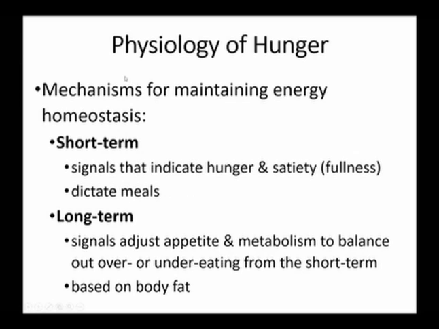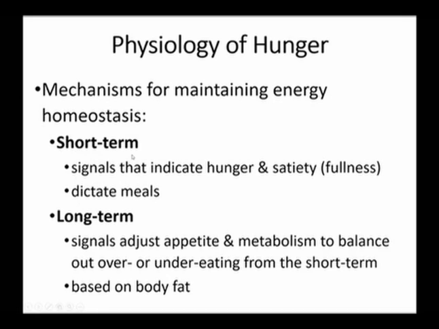And so continuing on with this physiology of hunger, we want to talk about two basic mechanisms for maintaining our energy homeostasis. And maintaining an energy homeostasis just means that we have enough energy available within our bodies for everything to function, for our cells to work, to keep that basal metabolism fed. So you don't want to have too much energy, but you also don't want to have too little. And so we can look at these in terms of short-term and long-term solutions.